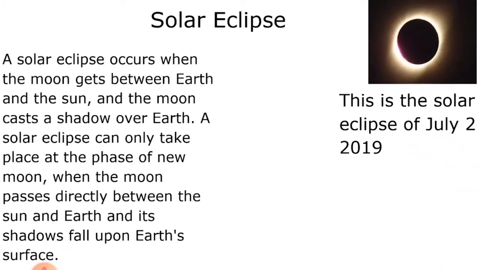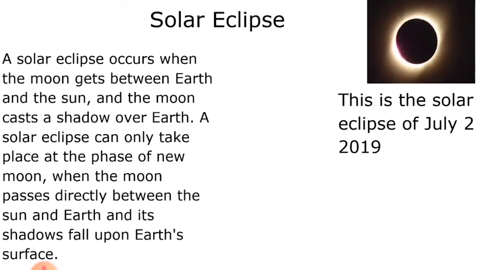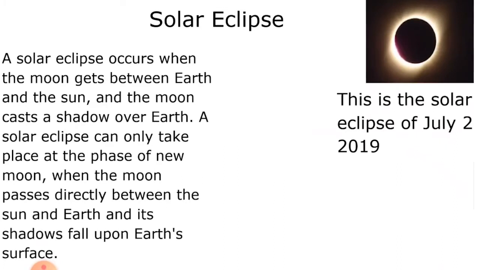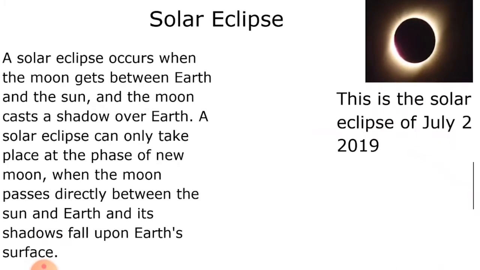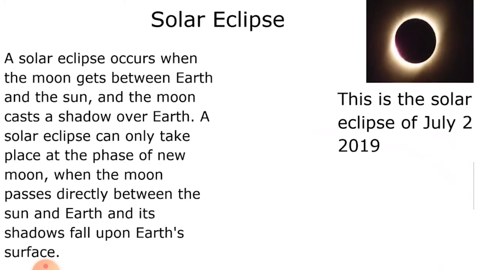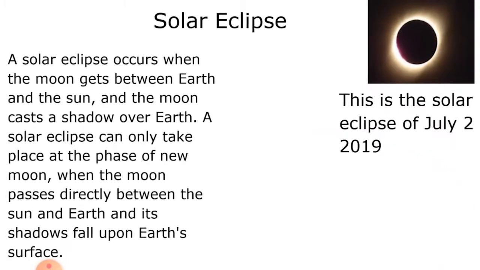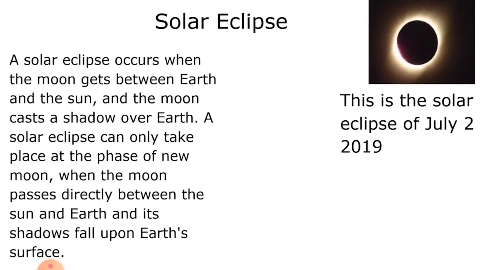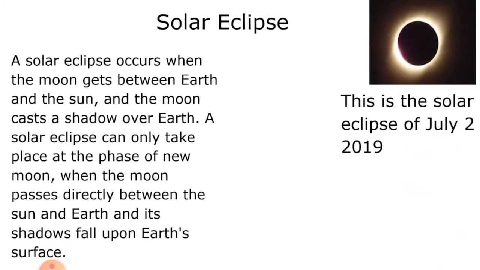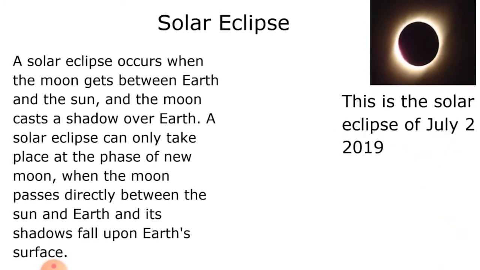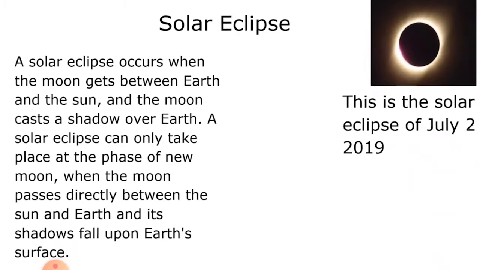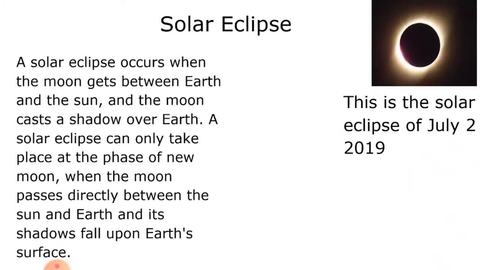Solar eclipse. A solar eclipse occurs when the moon gets between Earth and the Sun, and the moon casts a shadow over Earth. A solar eclipse can only take place at the phase of new moon. When the moon passes directly between the Sun and Earth, its shadow falls upon Earth's surface. Here is a diagram of the solar eclipse of July 2nd, 2019.